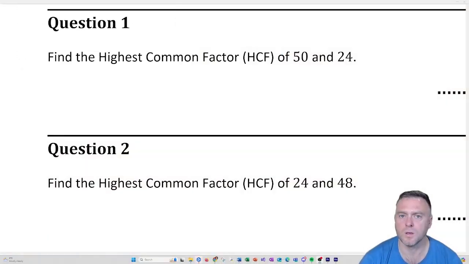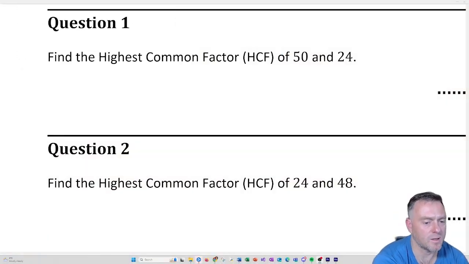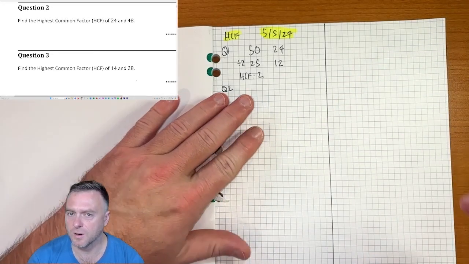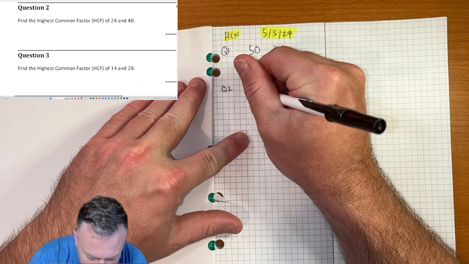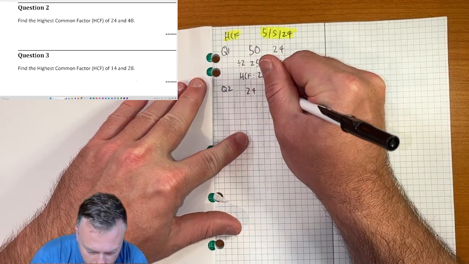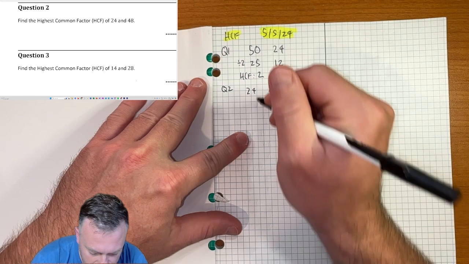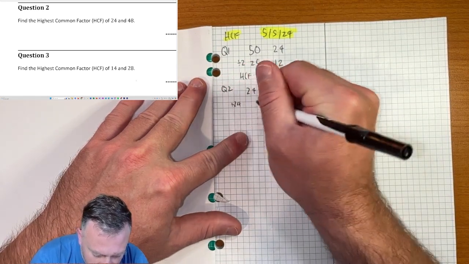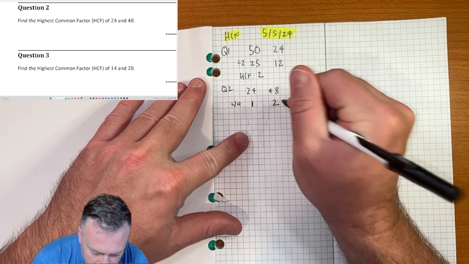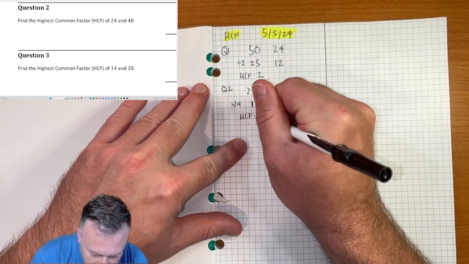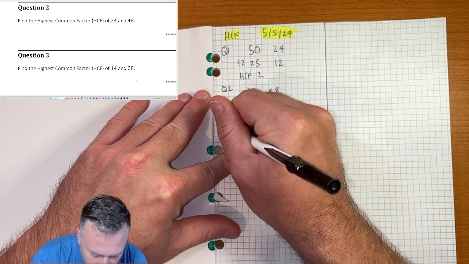Question 2. Find the highest common factor of 24 and 48. Rightio. So I'm going to write both those numbers there. So I've got 24 and 48. And these ones are pretty easy. I can divide them both by 24, which gives me 1 and 2. So therefore the highest common factor here is going to be 24.